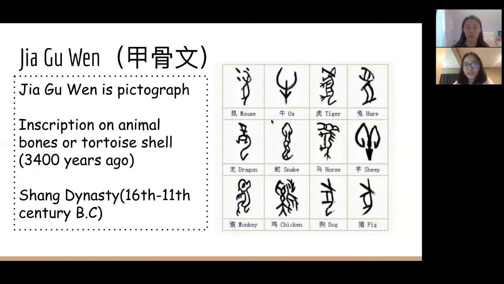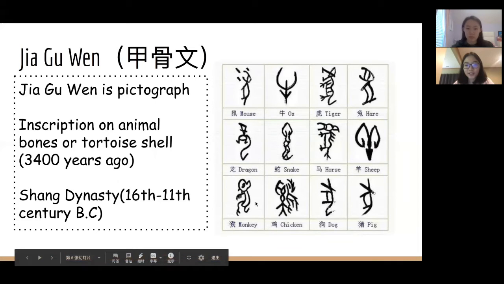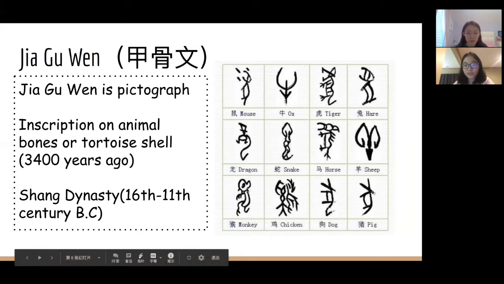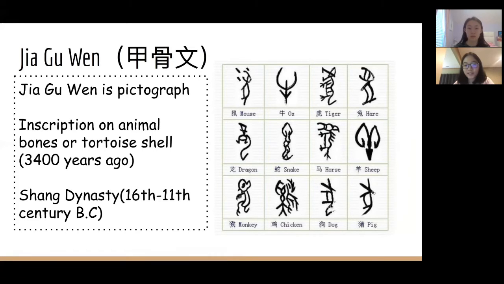As you can see in these pictures, it's more like a simple painting instead of complex characters. Like this snake looks really like a snake, and this monkey looks like a monkey. However, people now still cannot recognize all of them, maybe because the painting in ancient times was very rough. Like the dog and pig look very much the same, but the pig is a little bit better.